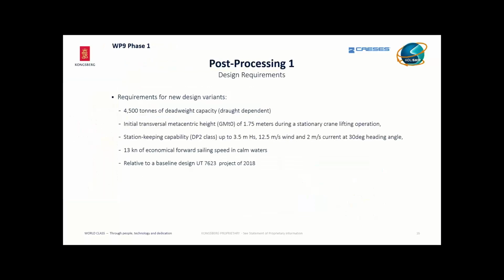So now we go to the optimization part, and to make things fair, we said, okay, at least 4,500 tons of deadweight capacity for all design variants, at least 1.75 initial metacentric height, DP capability of 3.5 meters Hs at a 30 degrees heading angle, 2 meters per second current, which is slightly high, 13 knots forward sailing speed, and we compared these results to a baseline design, UT 7623 of 2018. So all the results from now are relative to that baseline design.